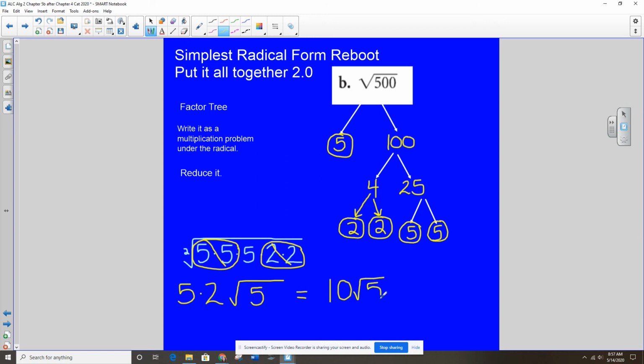And again, this is a concept that was in geometry, so this isn't new, but it may feel really new to you, just depending on what days in geometry you're there. 10 square roots of 5, or 10 times the square root of 5. And that's how you do it.